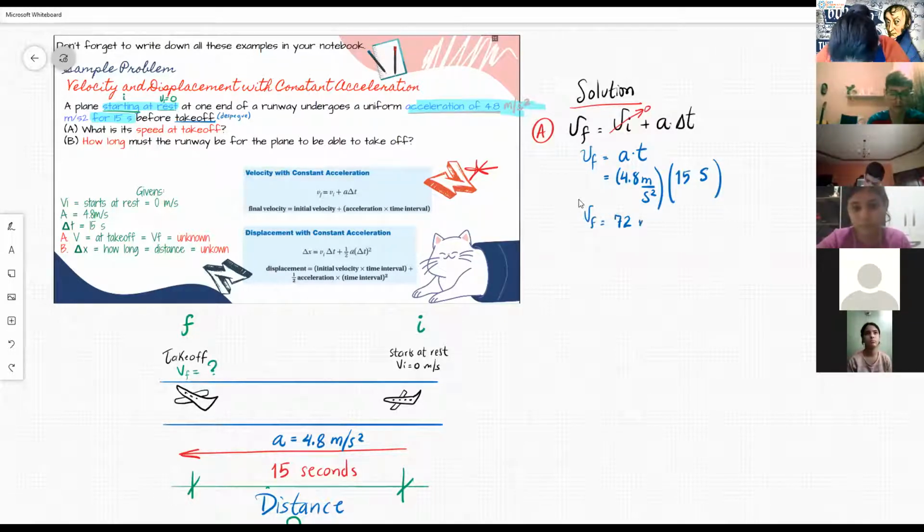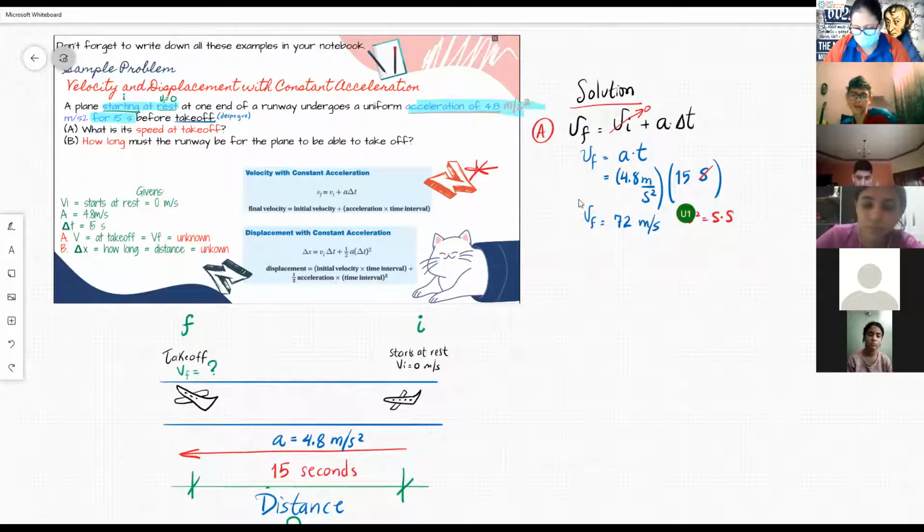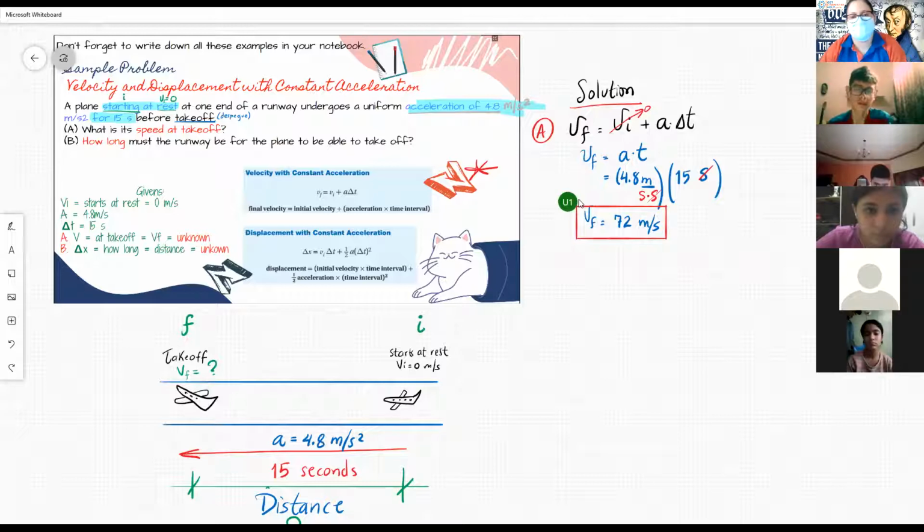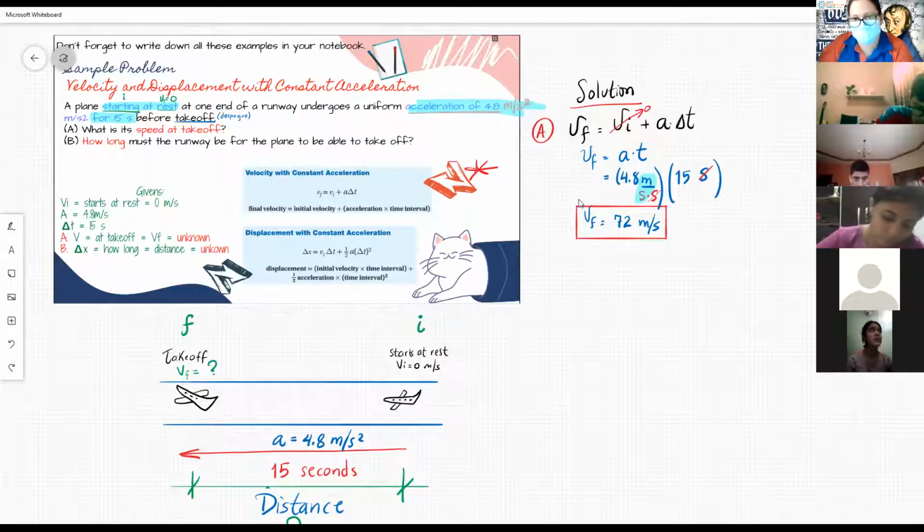The unit should be then meters over second. But how do I get the meters over second? Take a look here. These seconds from here are going to be canceled with one of the seconds from the square. Remember that second square is the same as second times second. So the seconds from the top are going to be canceled with one of the seconds below. And in the end, this is what you get. Meters over second. Those are the only units that you didn't cancel. That is important that you know how to cancel the units.